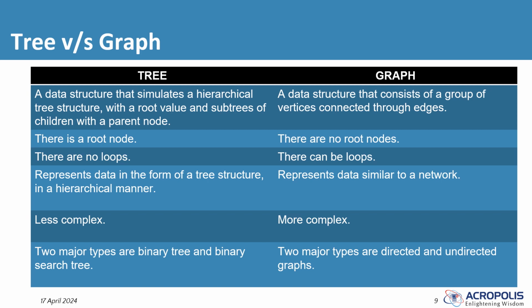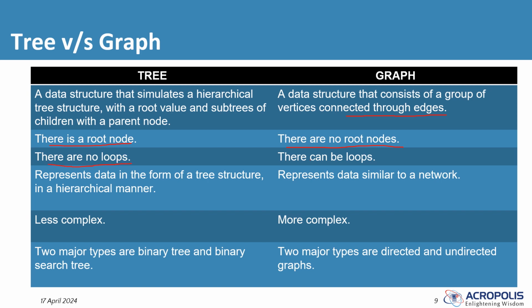And the difference between tree and graph data structure. Tree: a data structure that simulates a hierarchical tree structure with a root value and subtree of children with a parent node is called a tree data structure. A data structure that consists of a group of vertices connected through edges, like two vertices are connected by an edge, is called a graph data structure. There is a root node in tree data structure. There is no such root node present in the graph data structure.